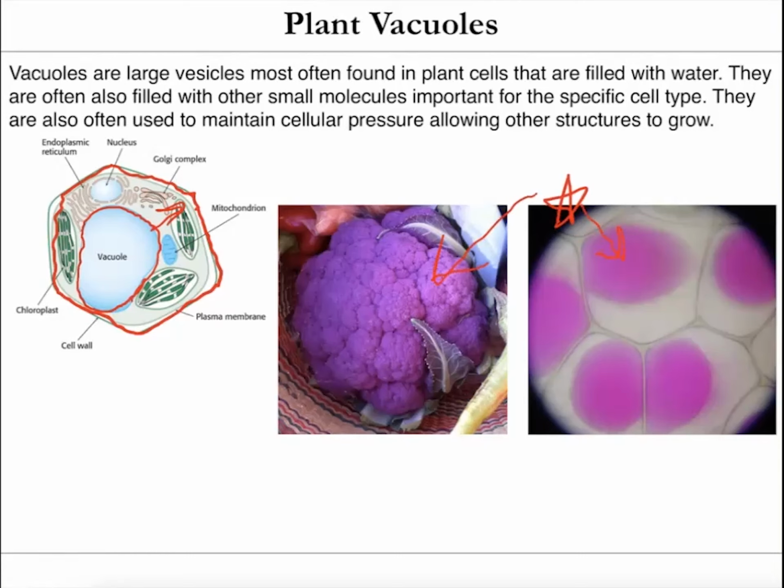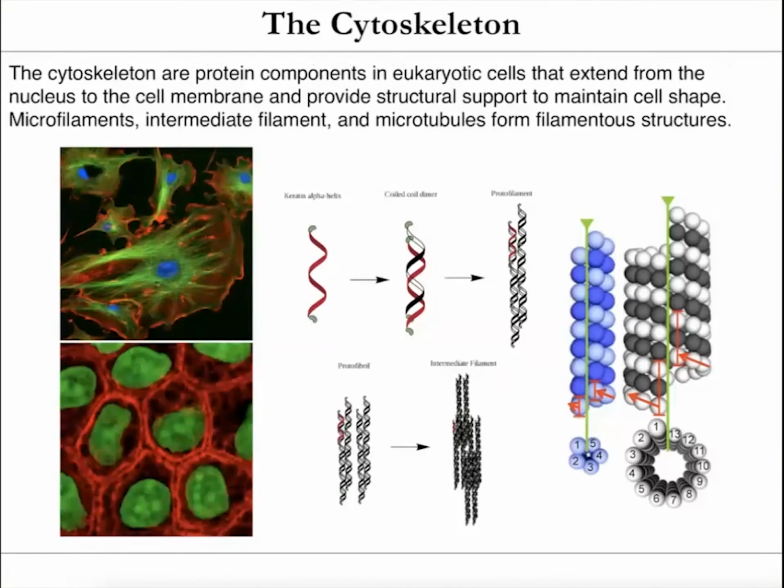And for instance, when you eat citrus fruit, the vacuoles contain that citric acid in them. So they keep that citric acid away from the rest of the cell, so it's not going to affect the rest of the cell, but that's what you're tasting when you eat an orange or a lemon or a lime. So the cytoskeleton isn't really an organelle, but it's a really important part of the cell. These are different protein components in eukaryotic cells that extend from the nucleus to the plasma membrane and give structural support to the cell. So that's a really important thing.